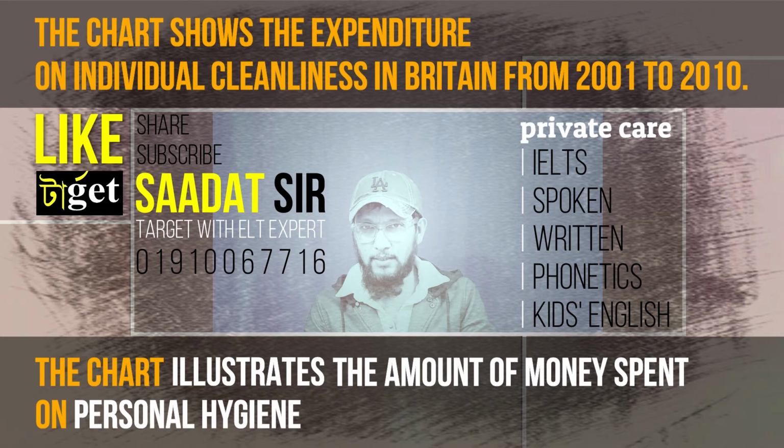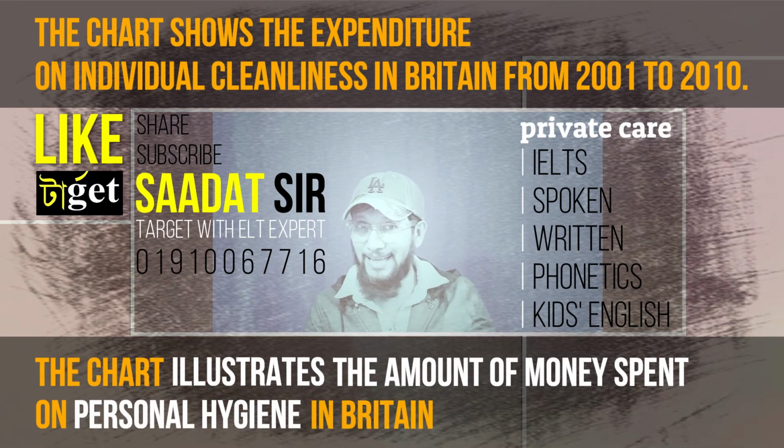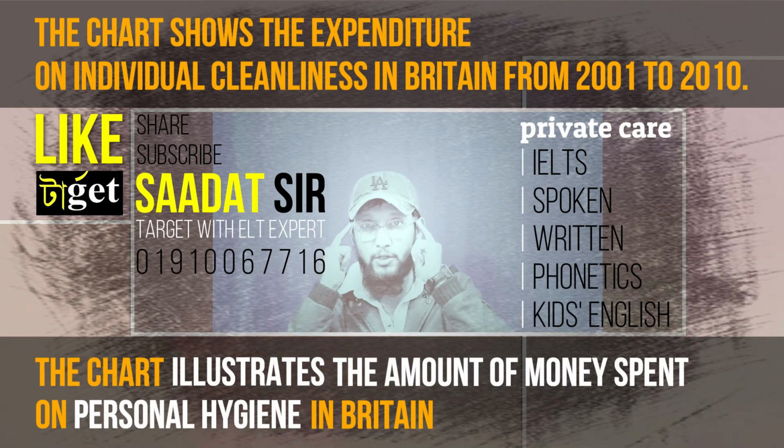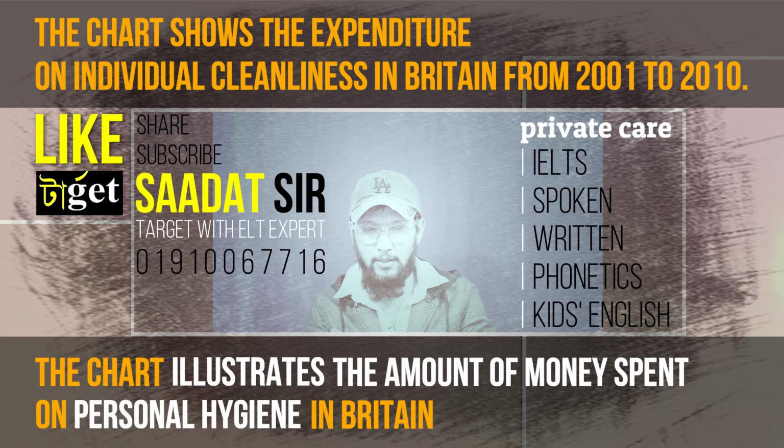Now the question is where? The answer is simple: in Britain. So again, you know, if you want to impress the examiner beyond measure, then if you replace in Britain by in Bangladesh, then shob shesh. All right, so we can't change facts. In Britain, don't change it. Use your common sense. All right, so the chart illustrates the amount of money spent on personal hygiene in Britain.